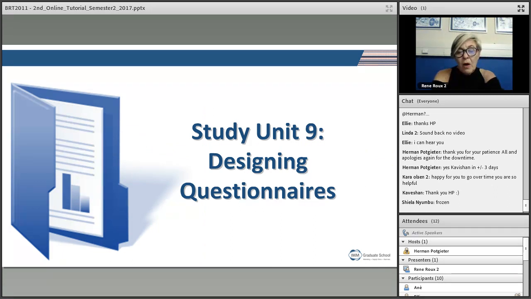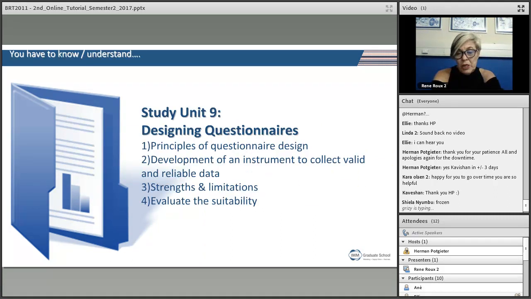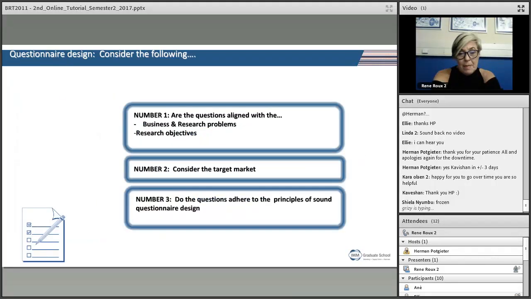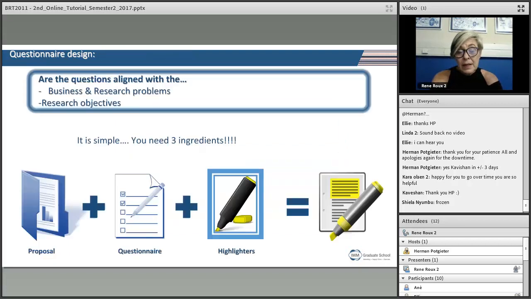Part of the whole quantitative is your questionnaire. And questionnaire design is very important. And there are some things that you have to consider. Number one is your questions must be aligned with your business and research problems and your research objectives. Number two, you must consider your target market when you develop your questionnaire. And number three, your questions must adhere to sound questionnaire design principles. Now, I'm going to discuss each of them.